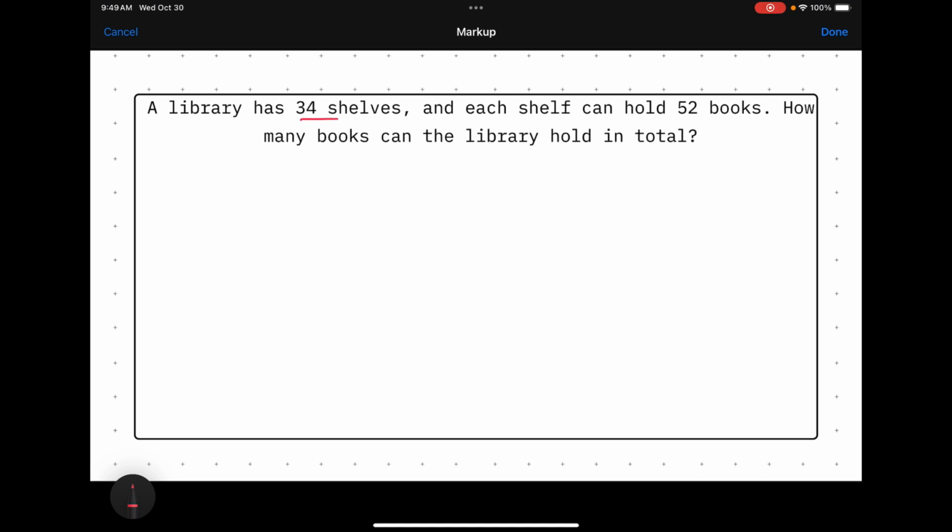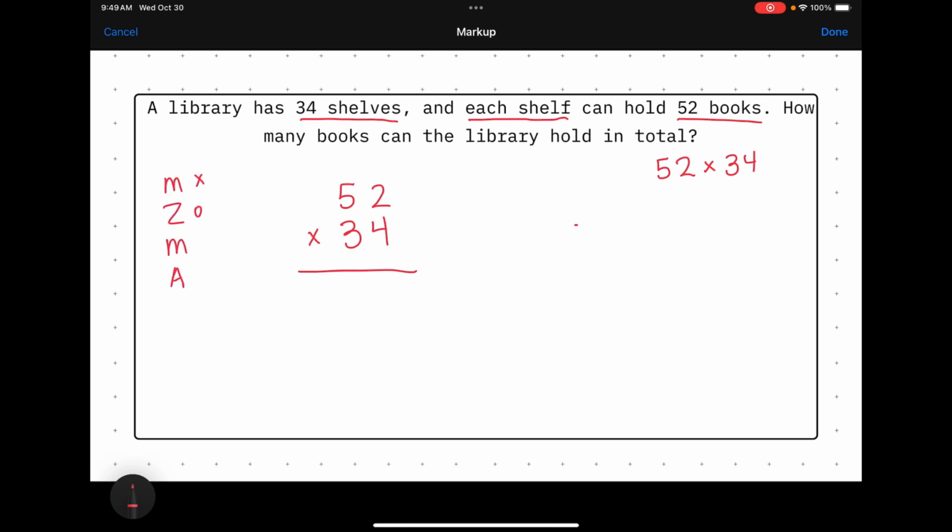A library has 34 shelves, and each shelf can hold 52 books. How many books can the library hold in total? All right, so I'm going to be doing the problem 52 times 34. My first step in a 2 by 2 digit multiplication problem is to stack it. Reminding myself of MZMA off to the side to remember those steps.